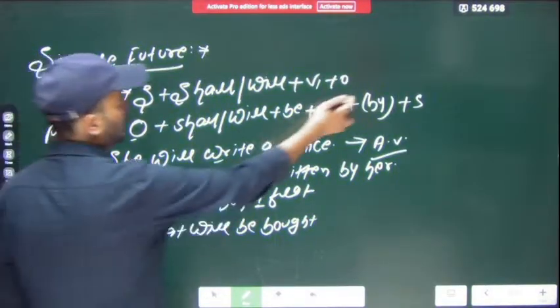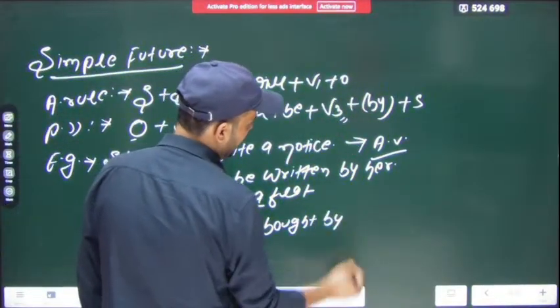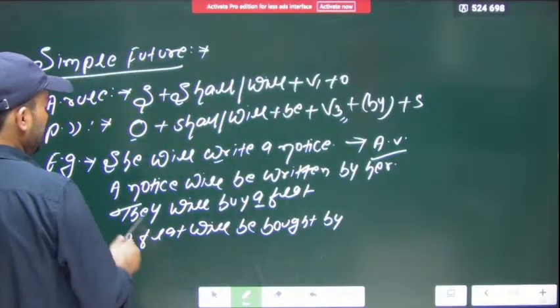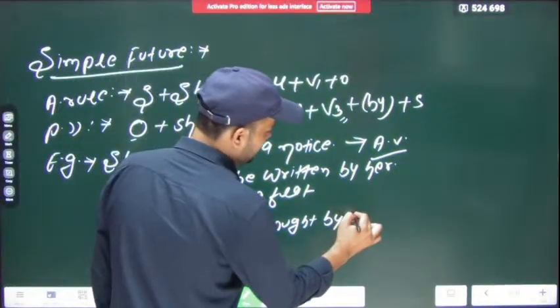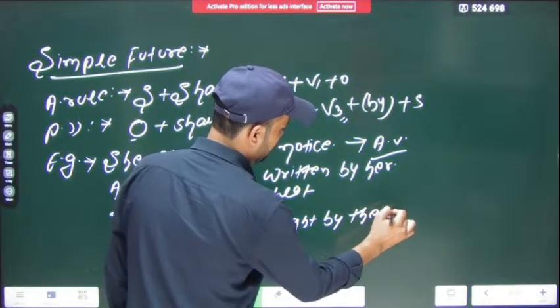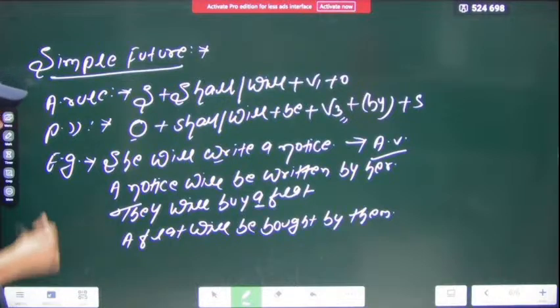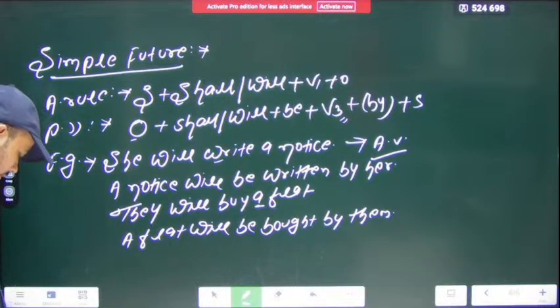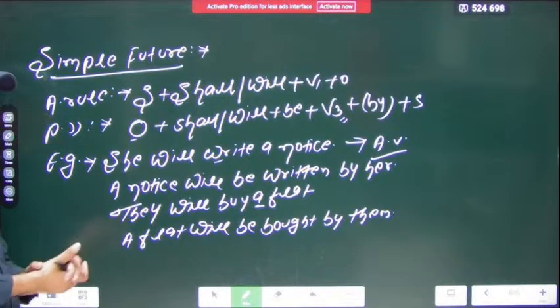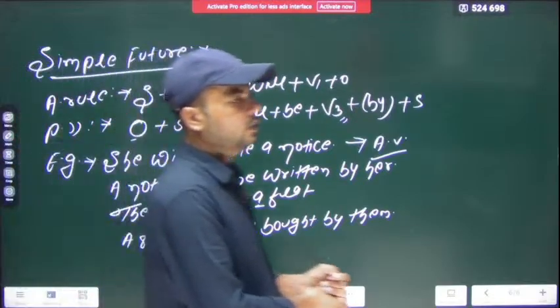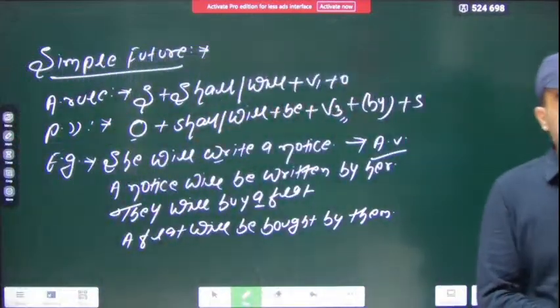Then after buy is here, so buy I will write. Then after subject, who will buy? They. They is coming in the place of object, so we will write here them. Okay, what will we write? Them. So finally our sentence is: a flat will be bought by them. Got it?